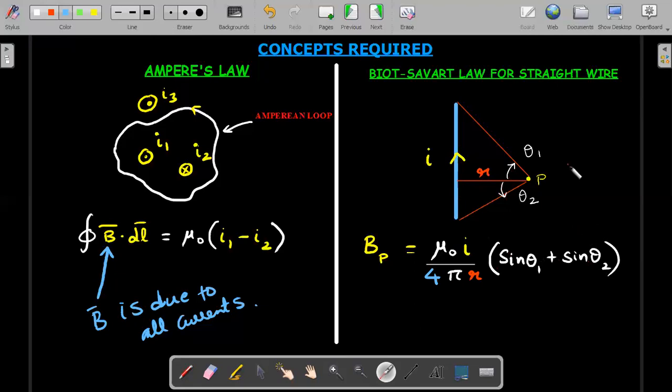In case you are not well versed with these two concepts, I would request you to go back, read them from your textbooks, and then further proceed.